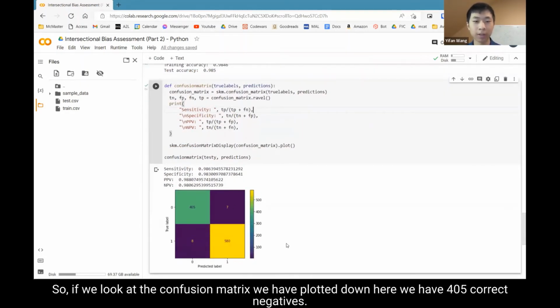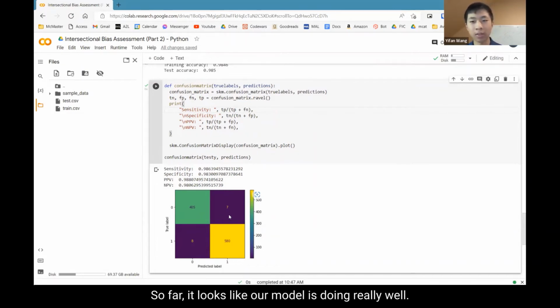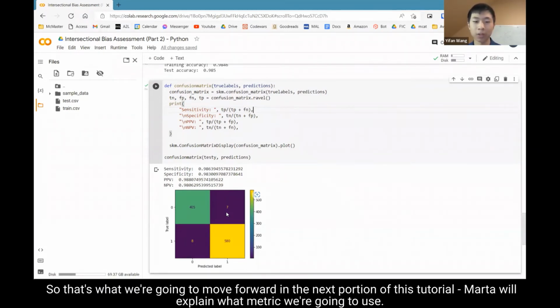So if we look at the confusion matrix we have plotted down here, we have 405 correct negatives, 580 correct true positives, and we're only misclassifying 15 cases out of the 1,000 in my test set. So far, it looks like our model is doing really well, but we haven't yet analyzed it for fairness. And that's where we might see some issues start to creep in. So that's where we're going to move forward in the next portion of this tutorial. Marta will explain what metric we're going to use.